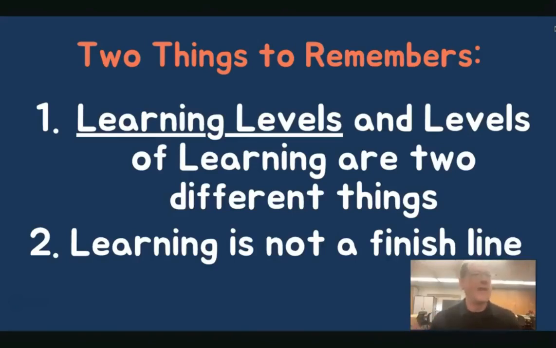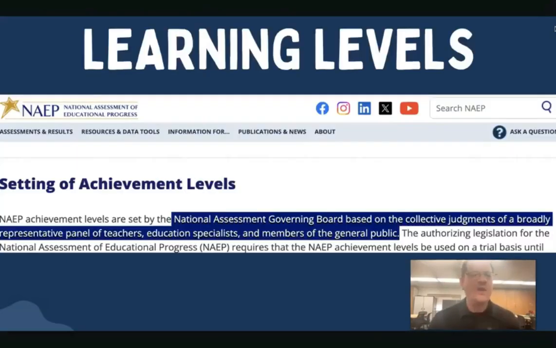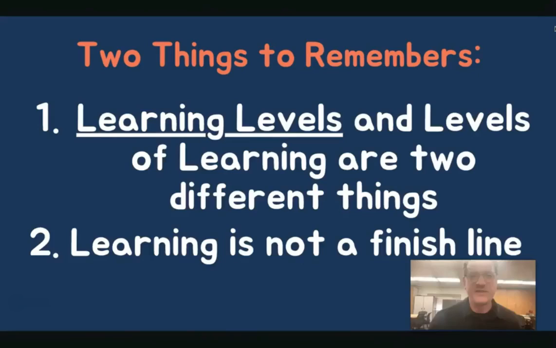One is that learning levels and levels of learning are 2 different things. On the website, I have linked where the learning levels come from, and learning levels would be below basic, proficient, and advanced. Those learning levels come from the National Assessment Governing Board. It's based on the collective judgments of a representative panel of teachers, education specialists, and members of the general public. Essentially, it's created based on desired outcomes of where we want our students to be. Sometimes, however, those desired outcomes don't align with the student's individual developmental stage.